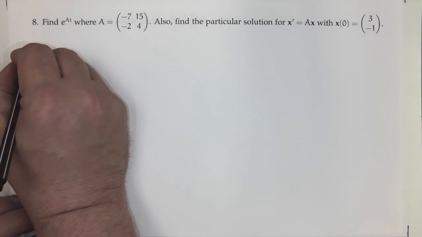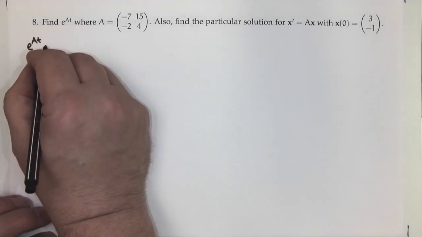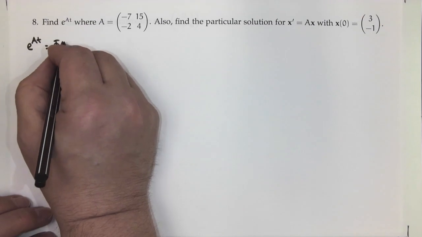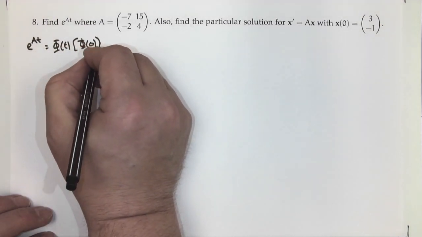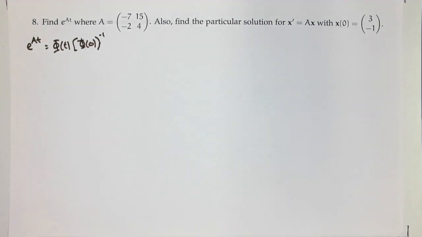So another thing that's on the equation sheet is that e to the At is your fundamental matrix Phi of t times Phi of 0 inverse. So there are ways to compute e to the At which have nothing to do with differential equations, but I'm going to use differential equations because that's the tool I've learned.